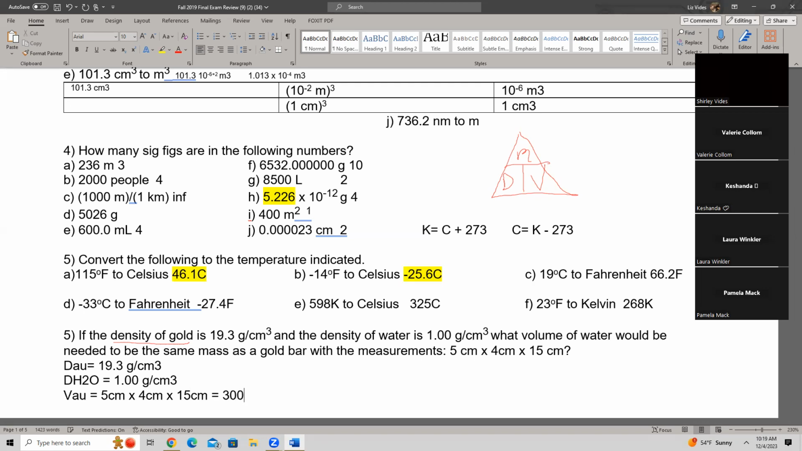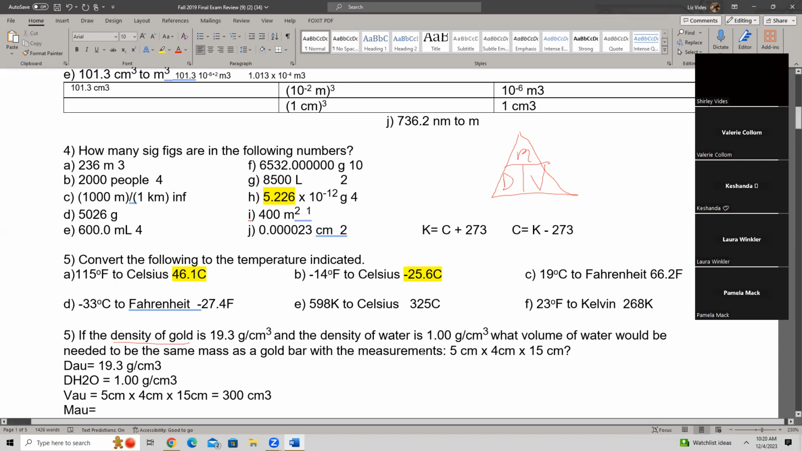Which is what? 300, I think. Yes, because 20 times 15 is 300. Okay, now look what it's asking us. What volume of water would be needed to have the same mass as the gold bar? So what they're asking us for is the mass of Au. Don't look at the water yet. We haven't solved that part yet.